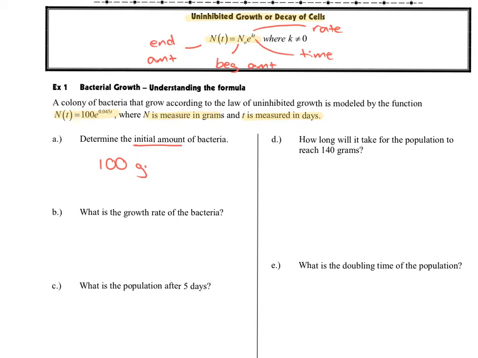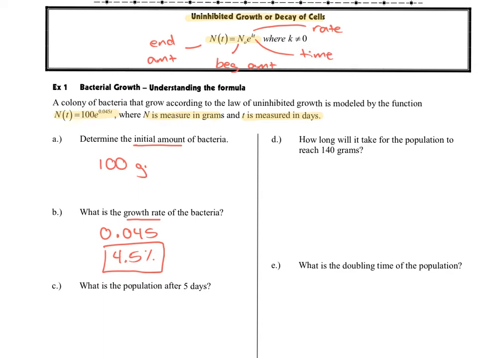When it says what is the growth rate of the bacteria, again, just thinking about the parts of our formula, the growth rate is going to be that decimal that's in the exponent. So our growth rate is this 0.045, but of course we wouldn't typically leave it like that. We would write it as a percent. So we're going to take our decimal and move it 2 places. So we're actually going to say our growth rate is 4.5%. That is a much more meaningful percent for us.